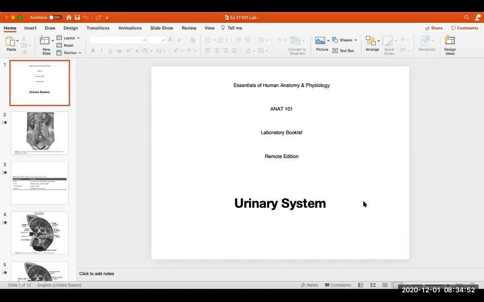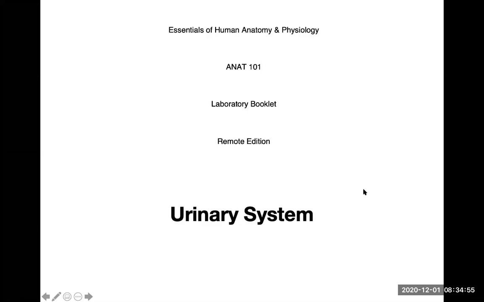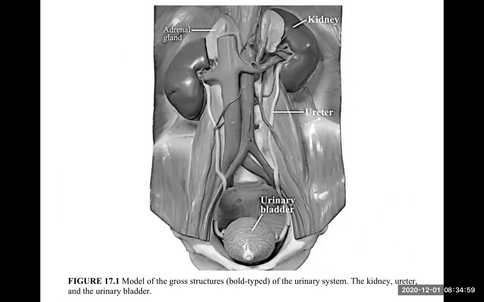So this is exercise 17 then again, I believe on the urinary system. This is the last lab that we'll go through in class. So your urinary system, its main function is to filter all the blood in the kidneys and then form waste and excrete it as urine.